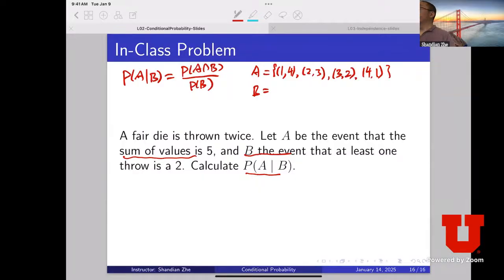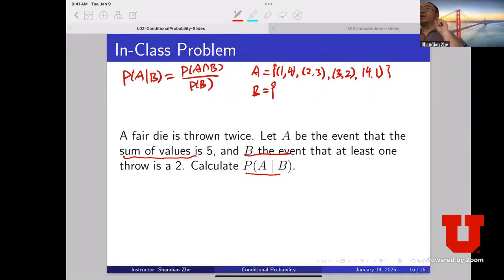Any proposal? Yes. Exactly, we just follow what he said. So just enumerate all possible cases. It says that at least 1 throw is 2.